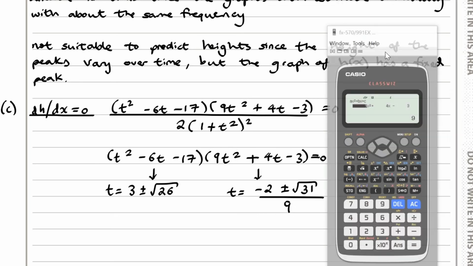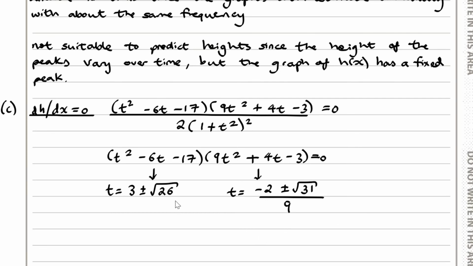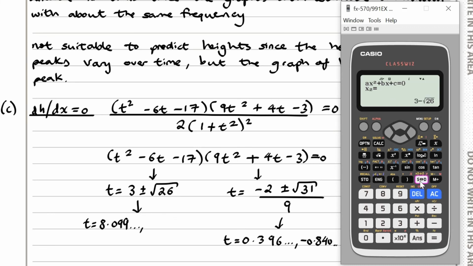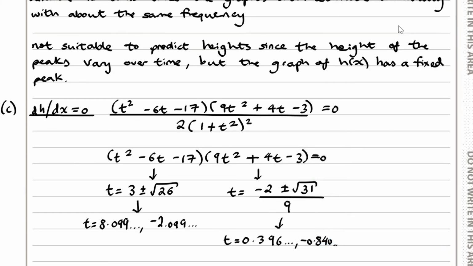So now we'd have to use this one over here. Now you have to be a bit careful over here. If I go back here, you'd see this value is 0. If you look at this quadratic, maybe if I write out the solutions here, we have t equaling 0.396, etc., and also −0.840, etc. Okay, and if we take a look over here at the numerical values of t, we have t² − 6t − 17. We end up with a value of t equaling 8.099, etc., and also −2.099, etc.